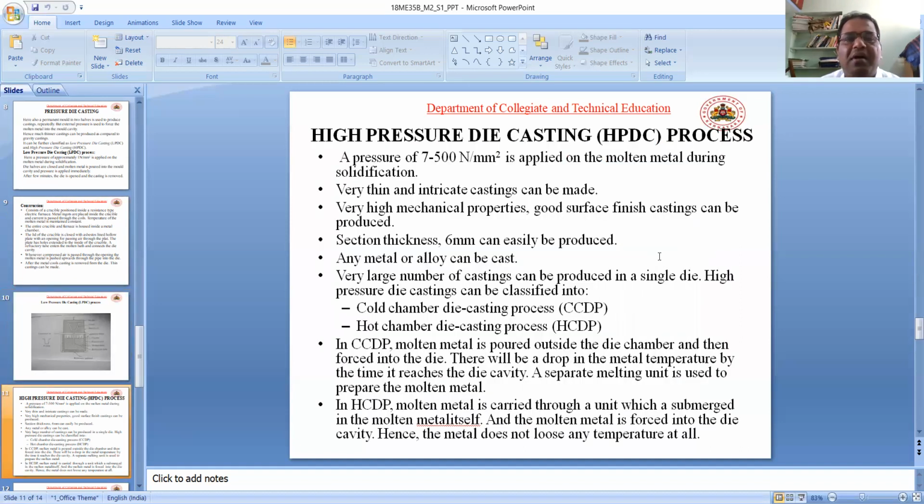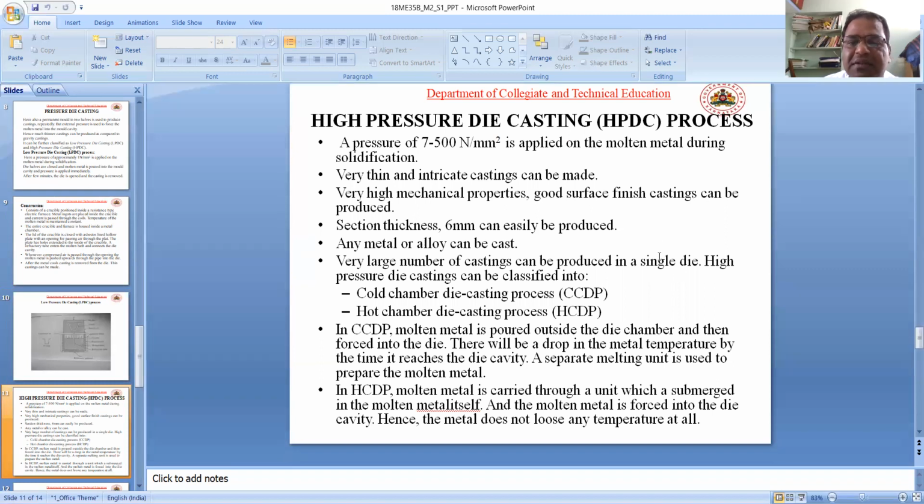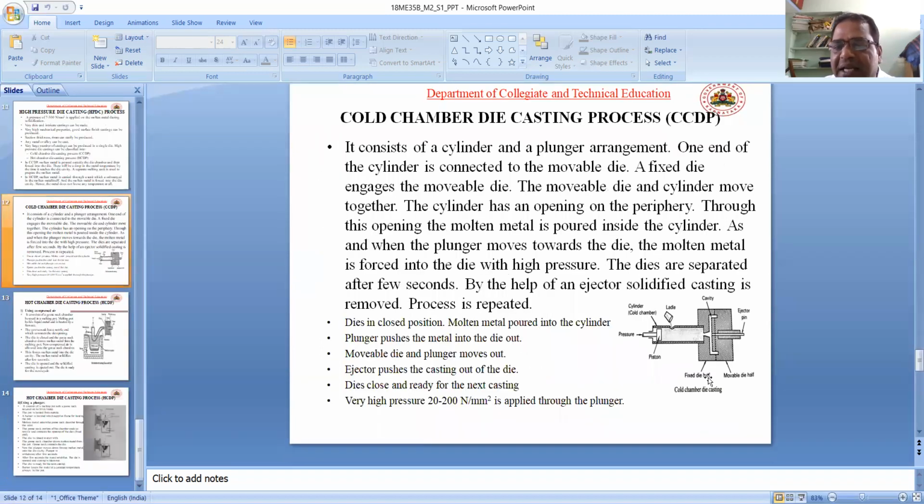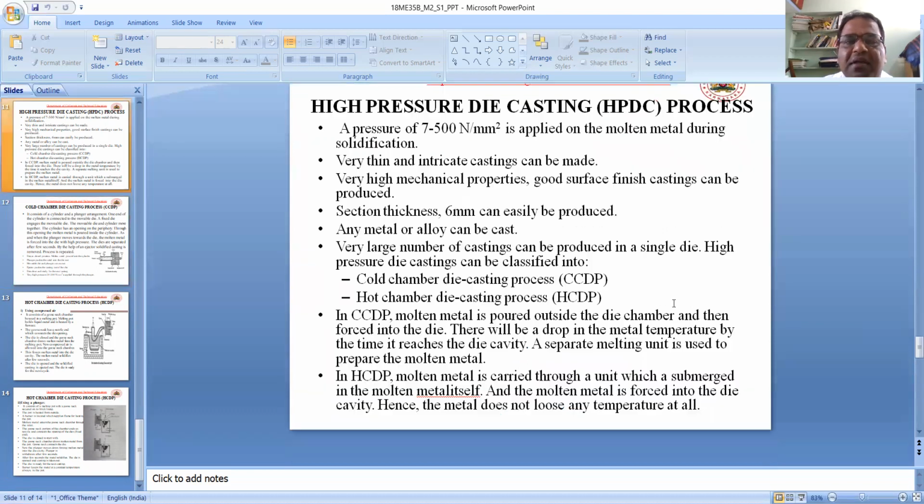Next, the high pressure die casting, HPDC, process. We'll first go to the diagram. See here, pressure is there, the cylinder is there, the ladle is there. The cylinder piston is used to push the molten metal into the cavity here. The ejector pin is there. Once the casting is formed, you remove the casting through the ejector pin. So this is the diagram.